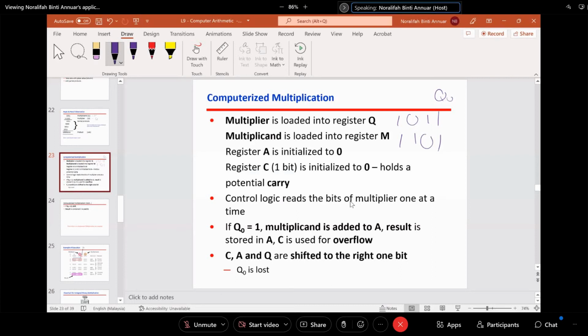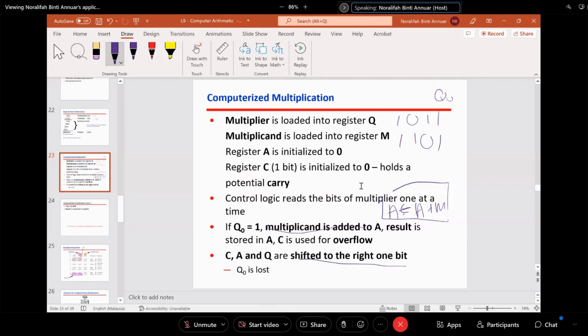what do you do? The multiplicand is added to A. You need to do the addition. The multiplicand is added to A and the result is stored in A. So it means like this: plus M, this is the operation. If Q at position 0 is 1, you do this add operation, then you store the value into A. Then what's next? After you do the addition, C, A, and Q are shifted to the right 1 bit.